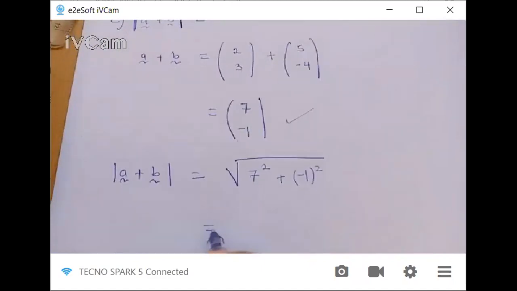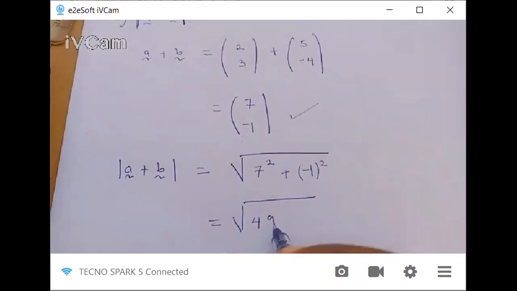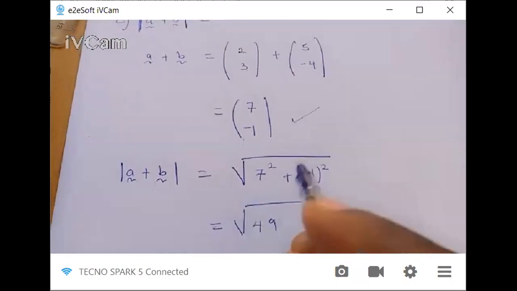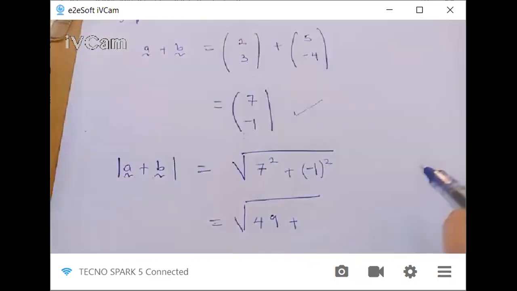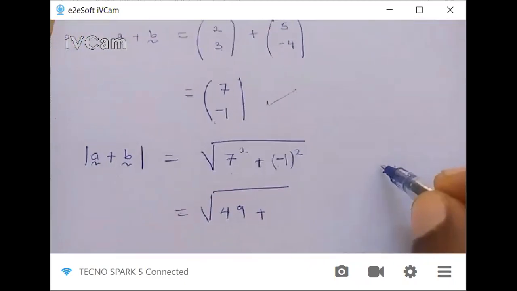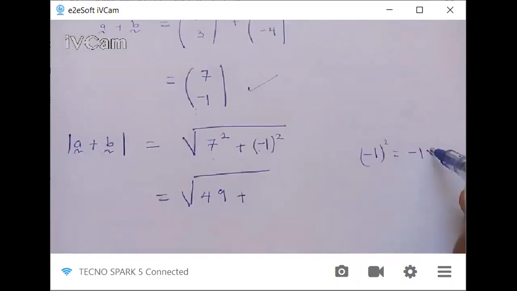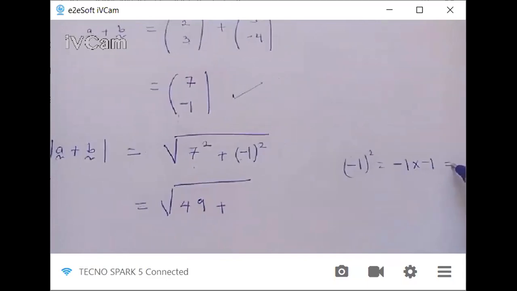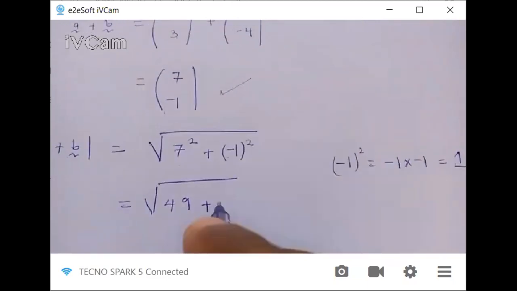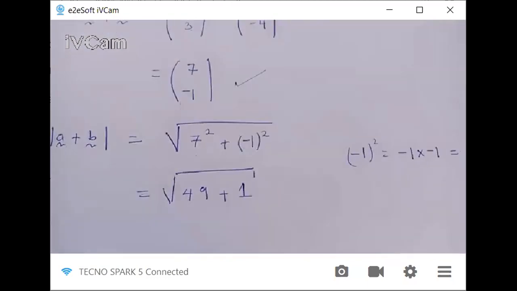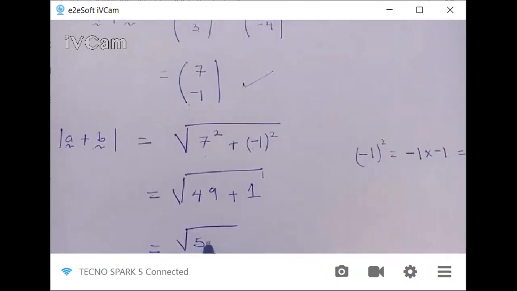So you have the square root of 49. 7 squared is 49, plus -1 squared. -1 squared is -1 times -1, and you get 1. So plus 1. Okay. So when you proceed there, I get the square root of 50.